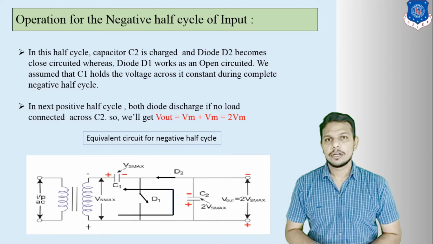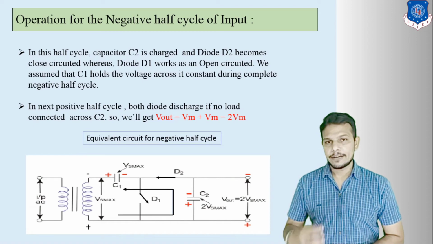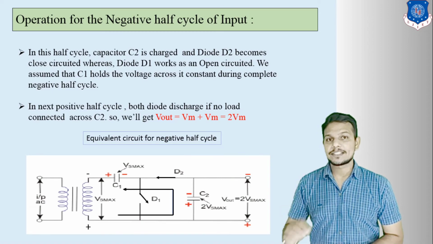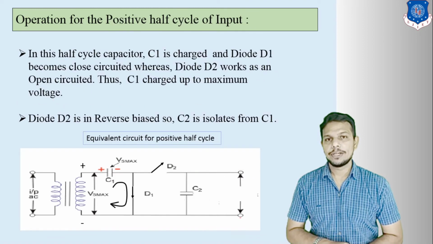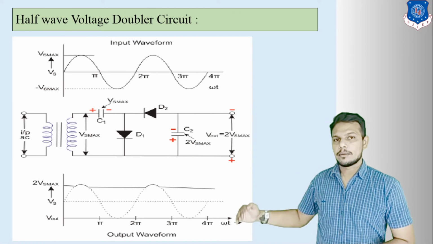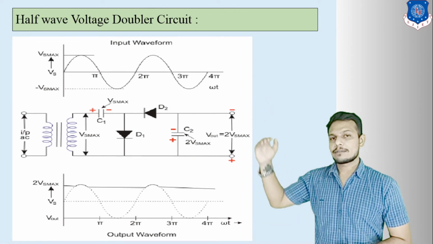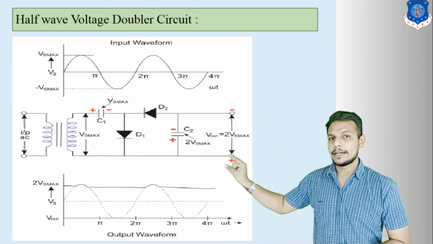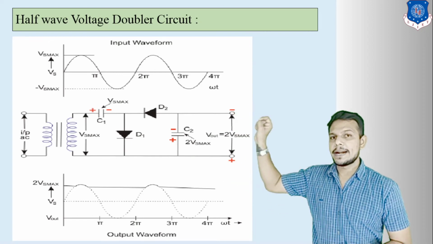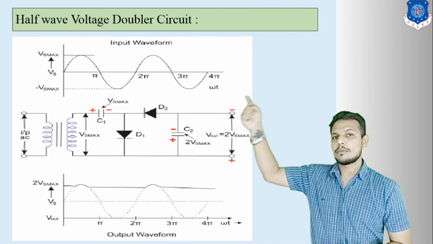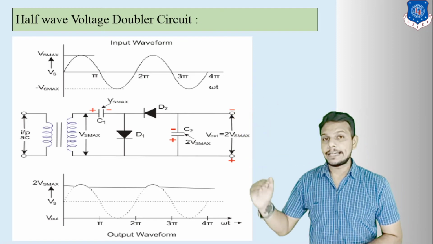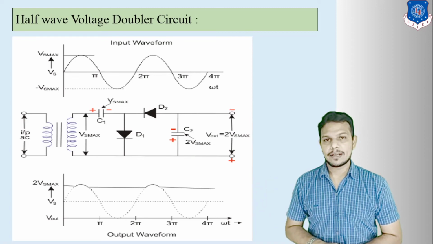So let us discuss the negative half cycle. If you enter the negative half cycle, then your capacitor C2 is charged. In this circuit diagram, current flows from below to above, because for the negative half cycle this terminal becomes positive and the above terminal becomes negative. So current always flows from the lower side to the upper side, and your diode D1 becomes reverse biased.